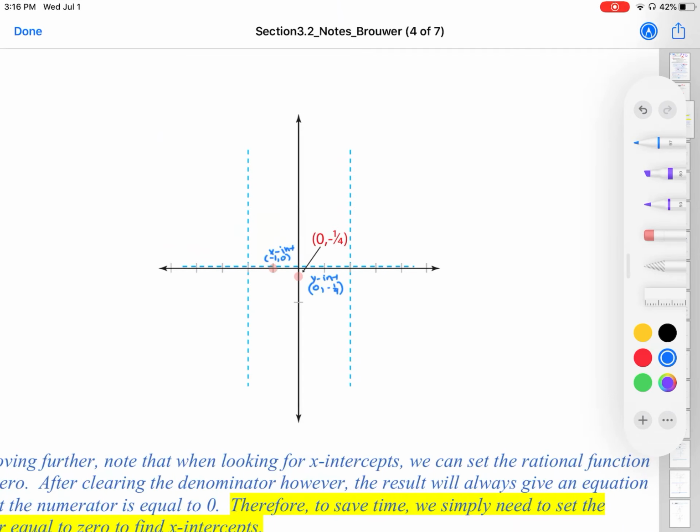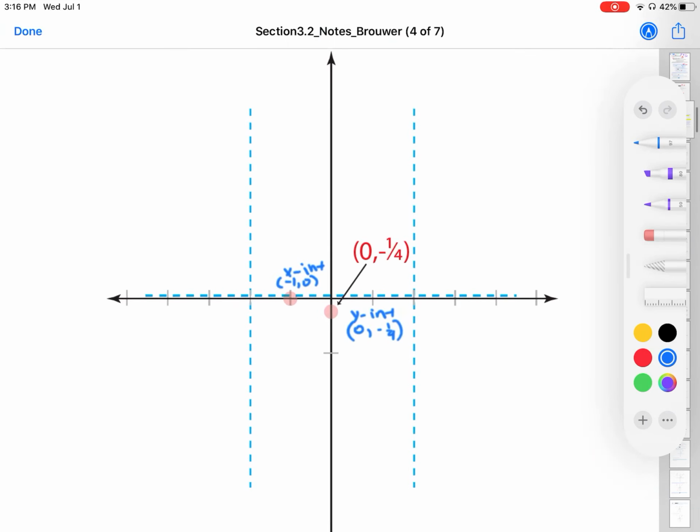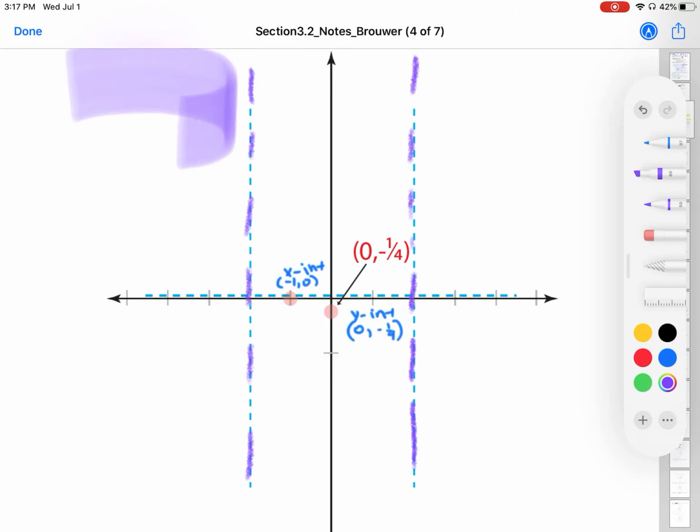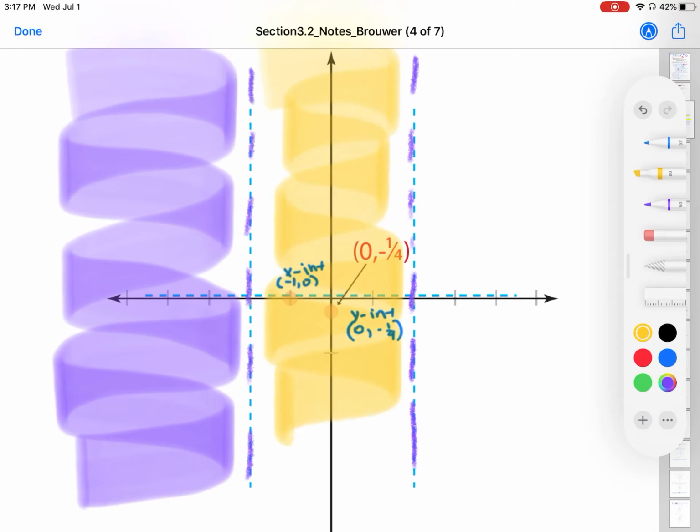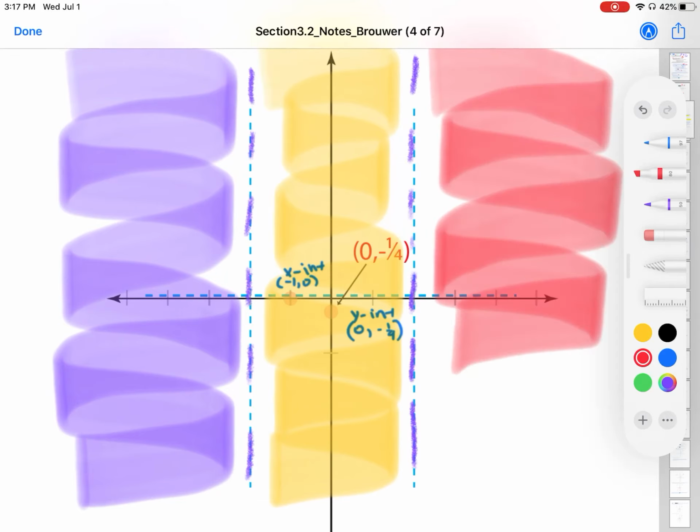All right, now we're left to graph our function. Now remember, your vertical asymptotes split your graph into pieces. These two vertical asymptotes have created 3 parts we need to consider. We need to consider this part to the left of the vertical asymptote. We need to consider what's going on in the middle of the asymptotes. And we need to figure out what's going on to the right of the asymptotes.